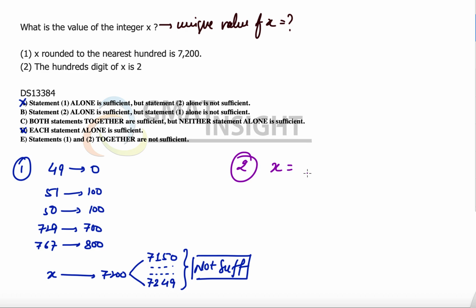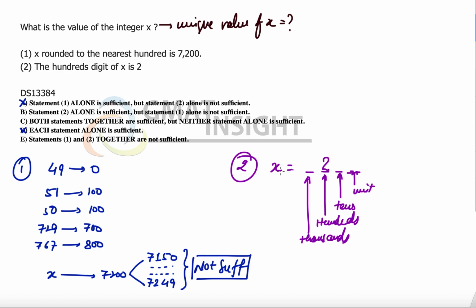So x is some number. We have several digits, right? This place is called the units digit. This place is called the tens digit. This place is called the hundredths digit. And this place is called the thousandths digit. Now the statement says the hundredths digit of x is 2.